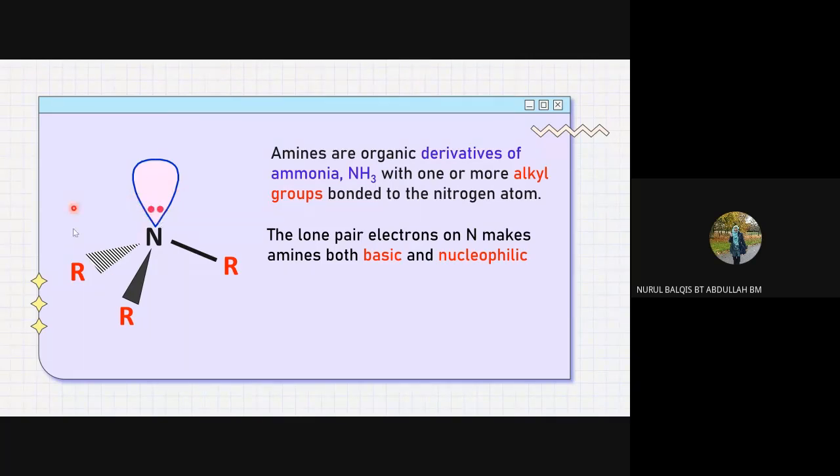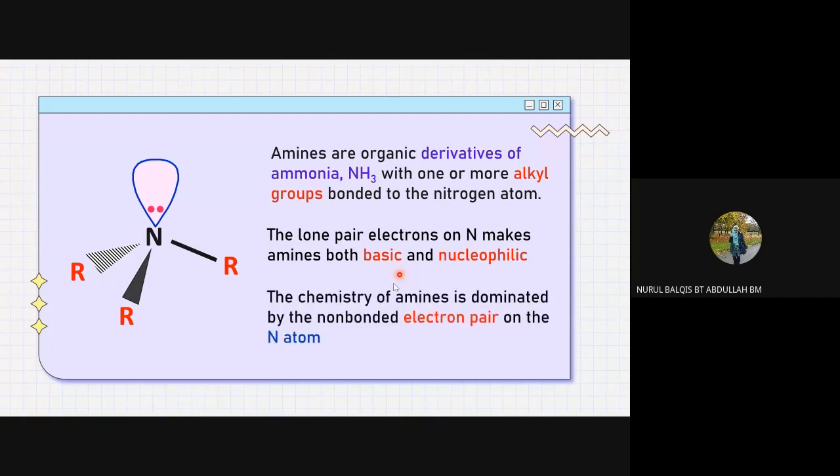Okay, bila masuk amine, sebab dia ada this lone pair lah, membuatkan amine ni tend to be the nucleophile, dan bila dia nucleophile, dia banyak elektron, that's why dia ada basic character. Okay, basic tu sebab datang dari elektron lah, base. Okay, and the chemistry of amine that we're going to learn throughout this topic will be dominated by the non-bonded electron. Non-bonded ni kita sebut elektron pair ni lah. Reaction dia akan berlaku pada ni.